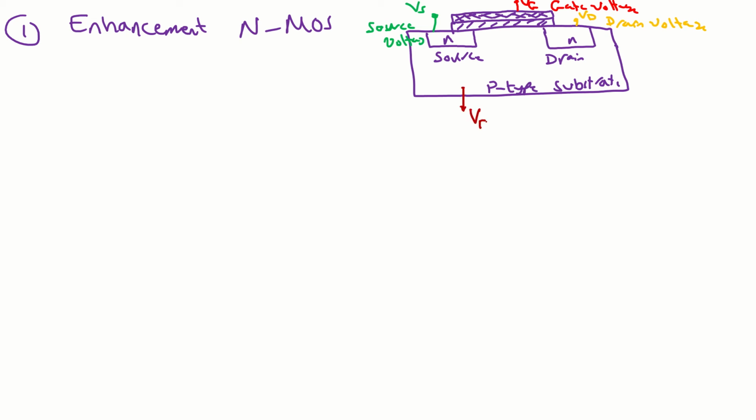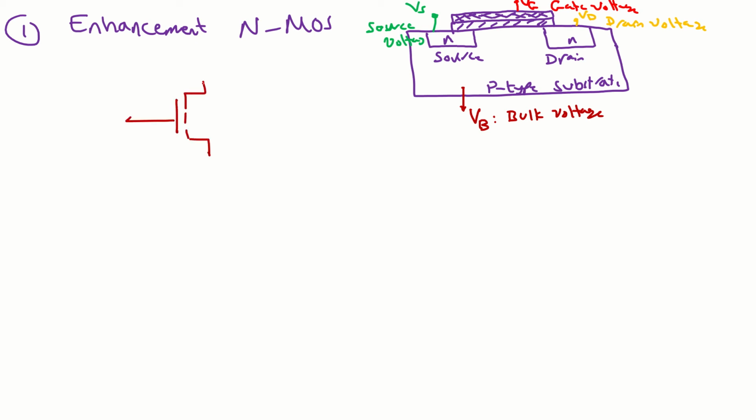This is called VB, or bulk voltage. And the bulk voltage all the time is grounded. That means this will be our reference. Good. Now if we go to the circuit symbol of the enhancement n-MOSFET, as we know, it looks like this.